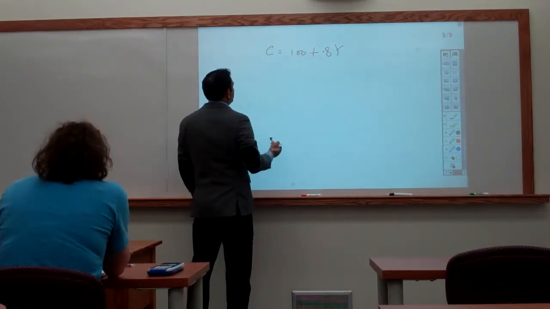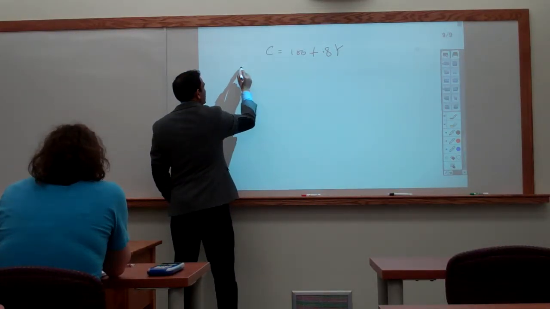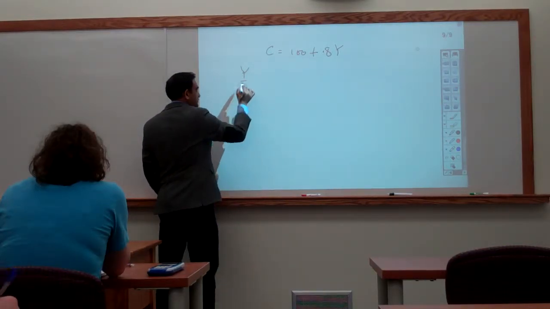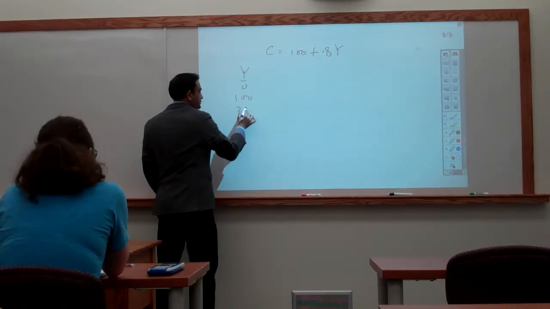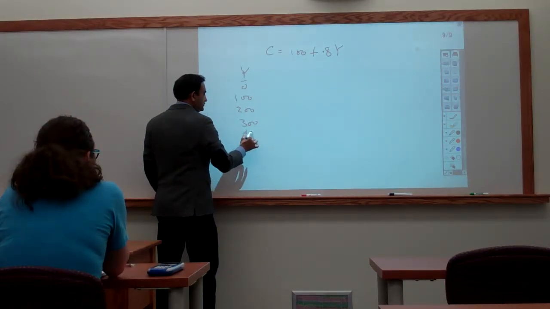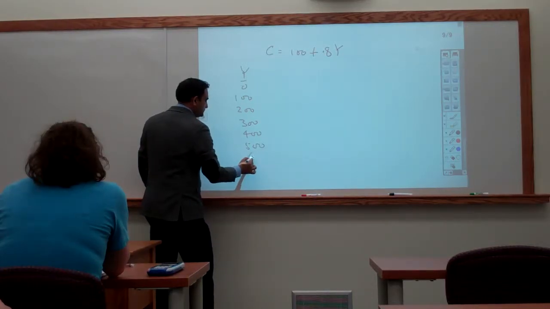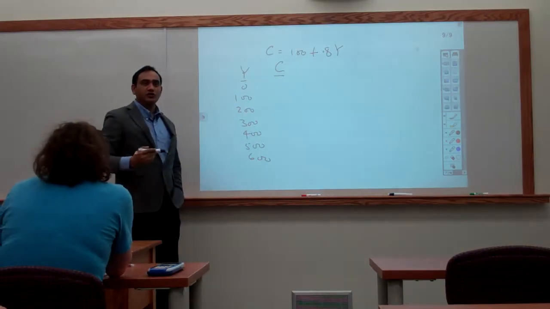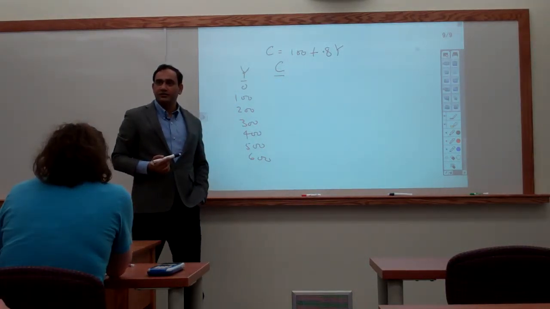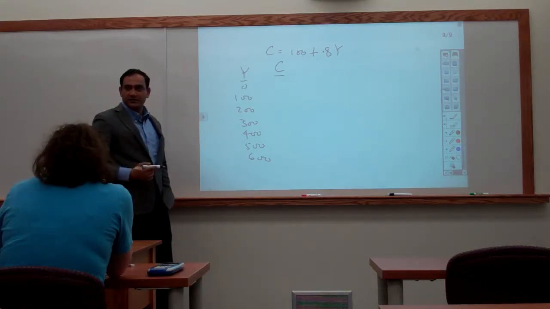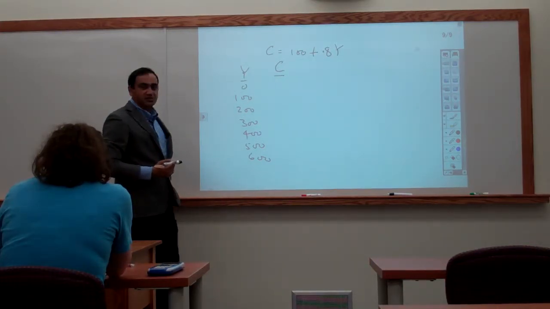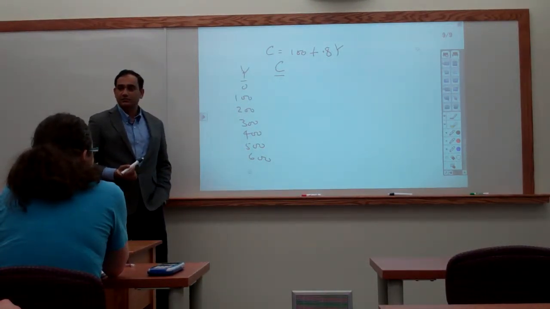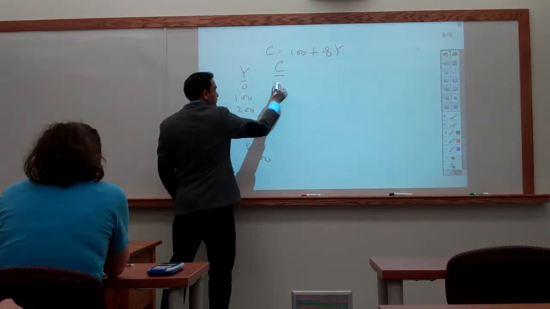So what we are going to do first, let's construct a table where you have different levels of income. Your income is 0, your income is 100, income is 200, 300, and so on. And then you have consumption corresponding to each income level. Let me fill one for you, and then you will understand how to do the rest. When income is 0, plug in 0 here. What do you get consumption equal to? 100. So 0 goes against 100.